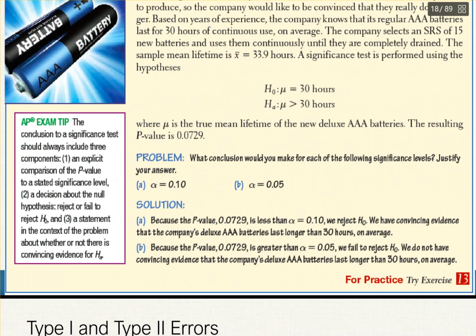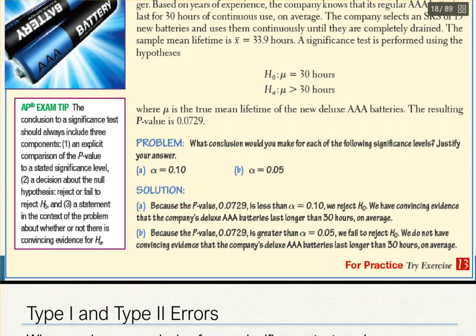So let's take a look at the answer. Again, we reject the null hypothesis if alpha is 0.1 because the p-value is less, and that gives us convincing evidence that they do last longer than 30 hours on average. But if we let alpha equal 0.05, we fail to reject because we do not have convincing evidence. You can think of the alpha value as being similar to the confidence level that we were talking about before when we were talking about confidence intervals.